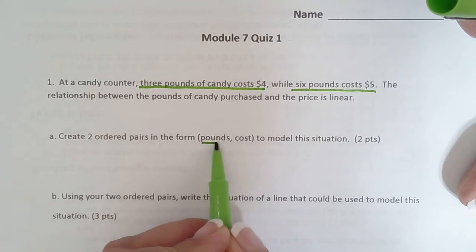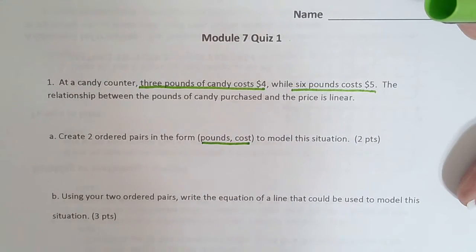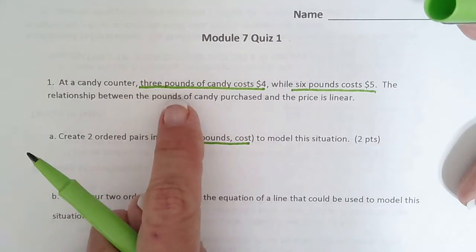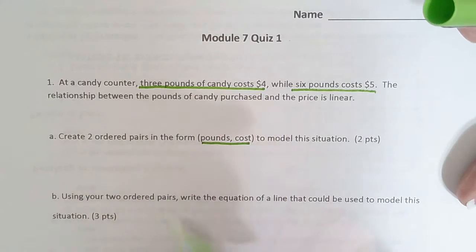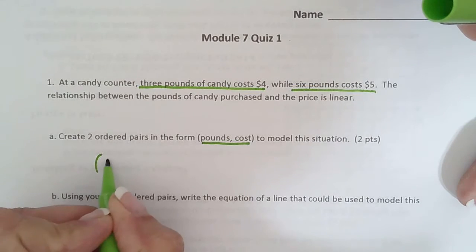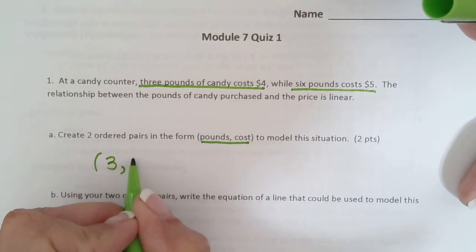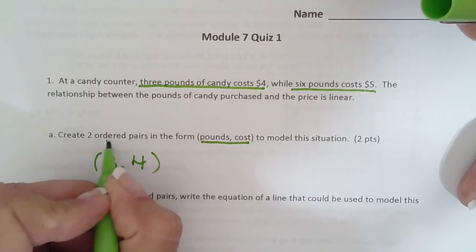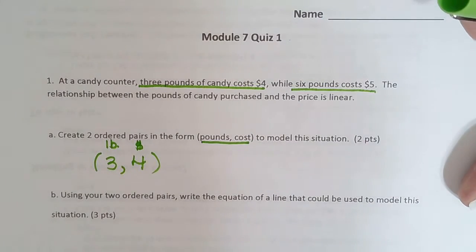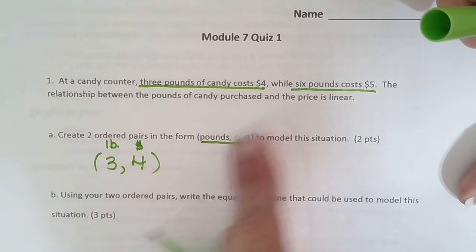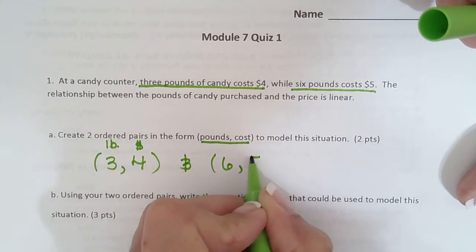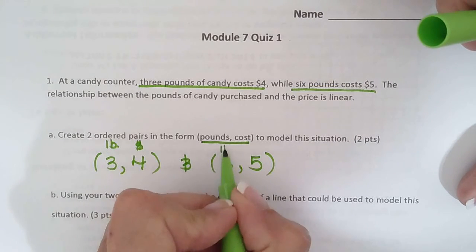And this is where a lot of students don't read carefully and they don't watch the order. So make sure you have it in that order, pounds and costs. Because I think on the quiz we gave it in the right order, but then on the test we didn't, and students missed it because they didn't pay attention. So 3 pounds cost $4. We have to write a lot of stuff in this quiz, so why don't we just label those right away and then we won't forget. And then the second one, pounds and costs, 6 pounds costs $5. And again, this is pounds and dollars.